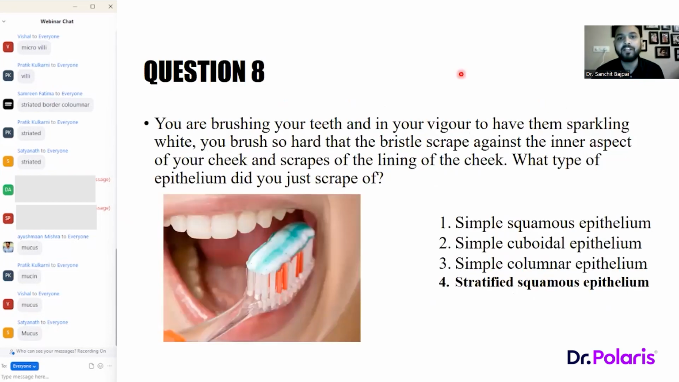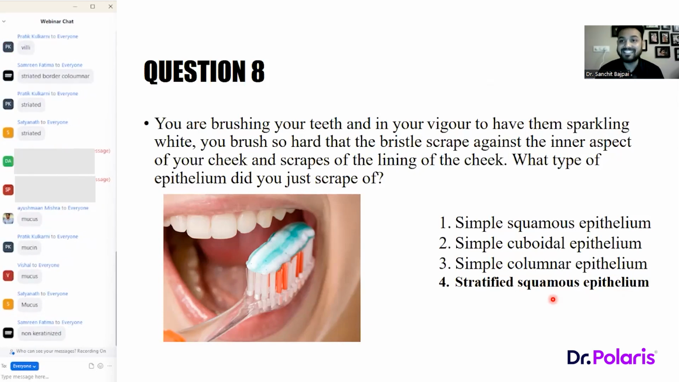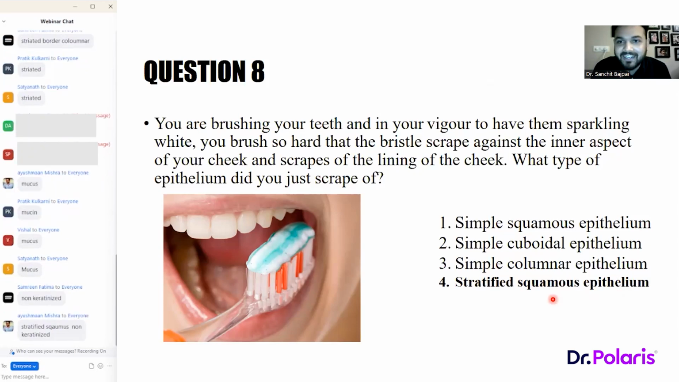Now let's move on here. Again, I'll try to confuse you with the regular. You are brushing your teeth, and because of your vigorous action, you have sparkling white teeth. You brush so hard that the bristles scrape the inner aspect of your cheek, and the inner lining of your cheek is scraped. What type of epithelium did you just scrape off? Here it is written, stratified squamous. Can anyone tell a better form of this? The inner lining of your oral cavity, the cheek. Absolutely right. This is stratified squamous non-keratinized epithelium.